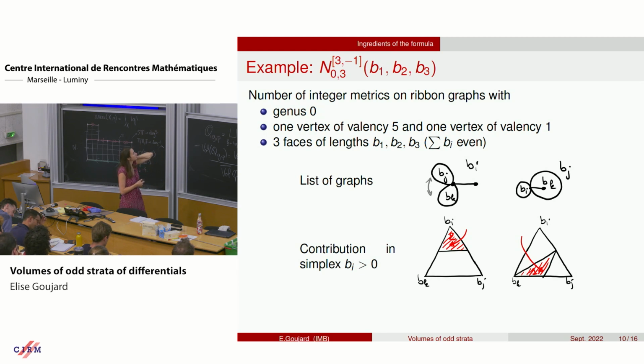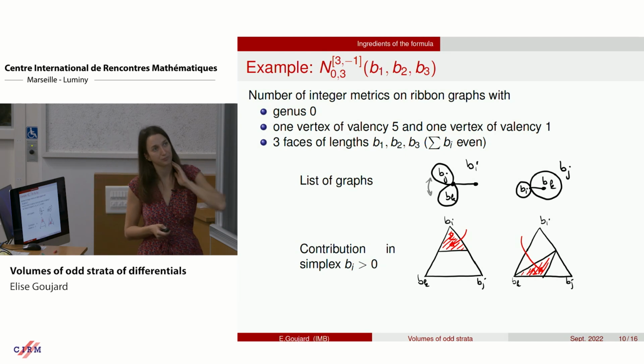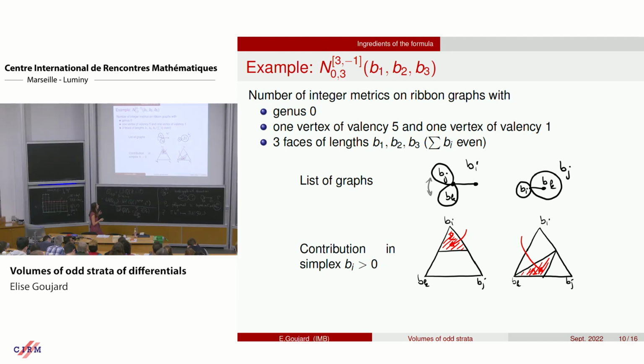So the contribution of such a graph, you can read it in the simplex where all b_i are positive, in this chamber. This chamber is just where b_i is greater than b_j plus b_k. And here you have a contribution equal to 2, because you get 2 such graphs when you label the faces; you can do the other way around. So you get 2 contributions. You can work in the same way for these other ribbon graphs and see that they contribute 1 in this chamber.